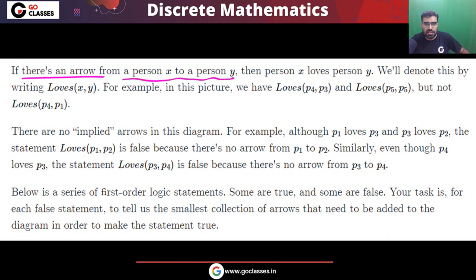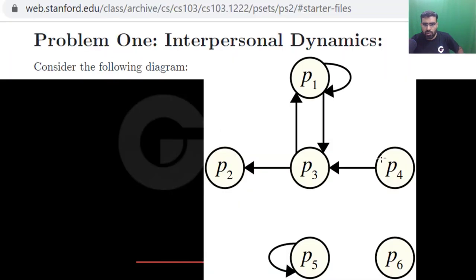So in this question, if there is an arrow from X to Y, then it means X loves Y. For example, you can see in this graph there is an arrow from P4 to P3. So I can say P4 loves P3. But you can notice there is no arrow from P3 to P4. So it means P3 does not love P4.